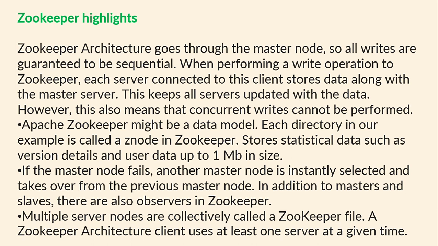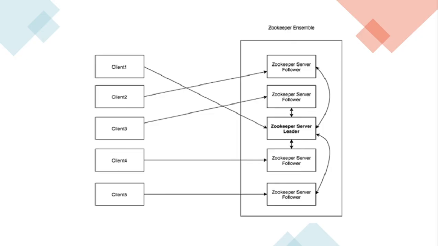In Zookeeper architecture, clients use at least one server at a given time. So in a typical architecture, you will see multiple clients can connect to multiple Zookeeper servers, and all the follower servers sync the data with the Zookeeper server leader.